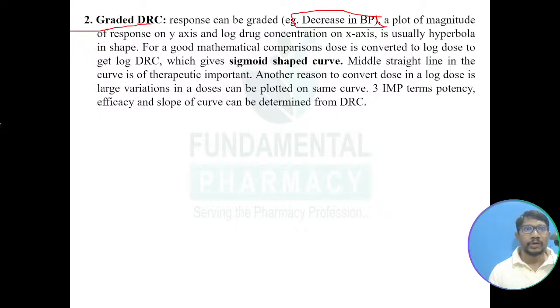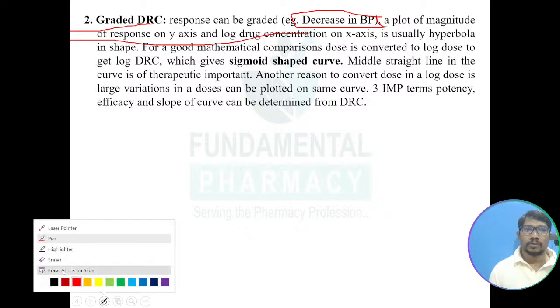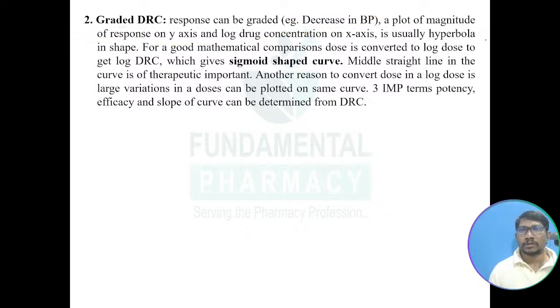A plot of magnitude of response on the y-axis and dose on the x-axis will usually give you a hyperbola. So in case of a graded response curve, the curve will be hyperbolic in shape. For a good mathematical comparison, dose is converted into log dose, and the log dose response curve will give you a sigmoid shaped curve.